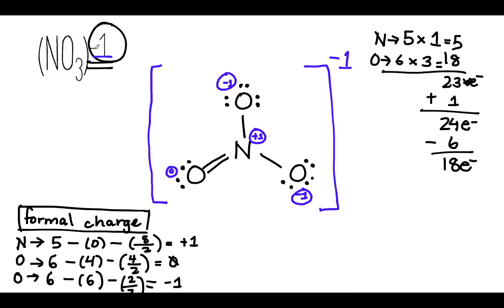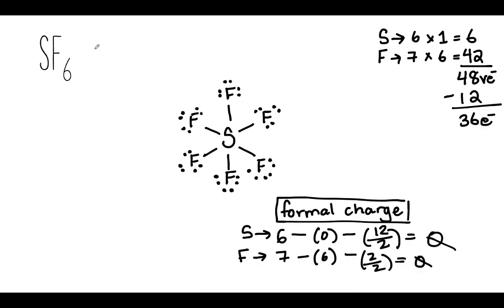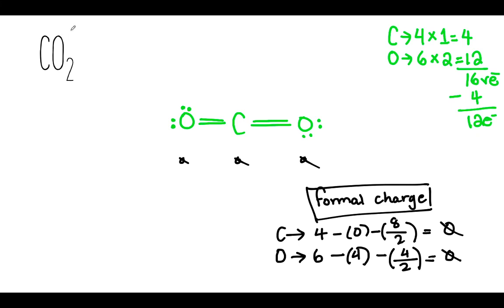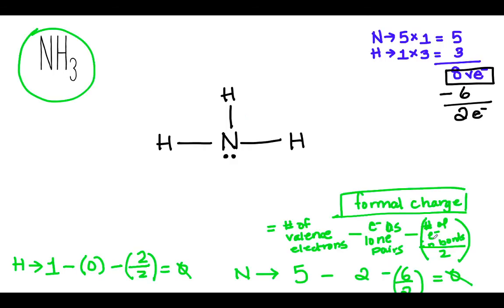In all of the other examples that we did, the compounds did not have a charge. So we wanted to ensure that the formal charge was always 0 for all of those elements. Just like this, carbon dioxide, no charge, which was why all of the elements had a formal charge of 0. NH3, we also wanted a formal charge of 0.